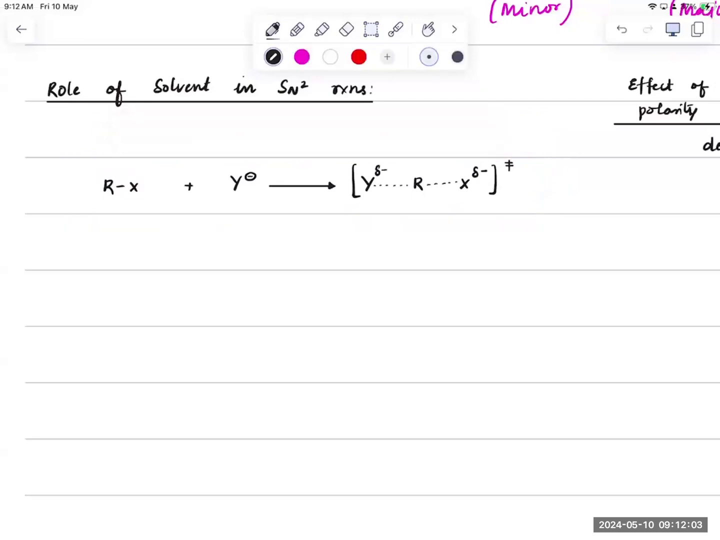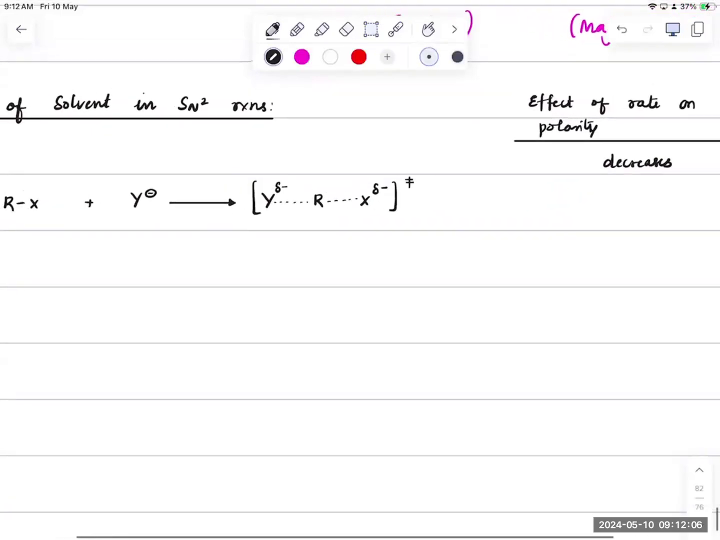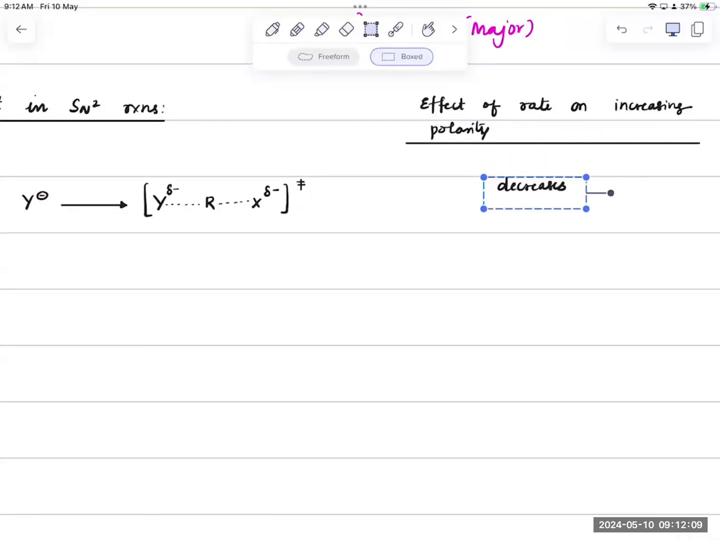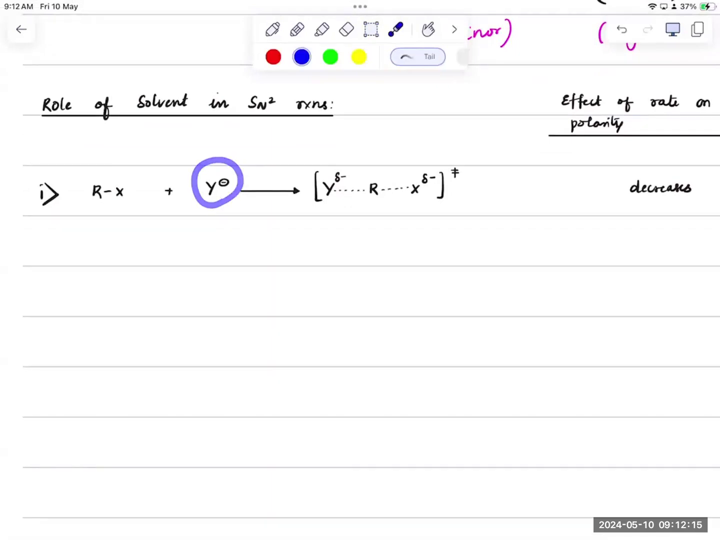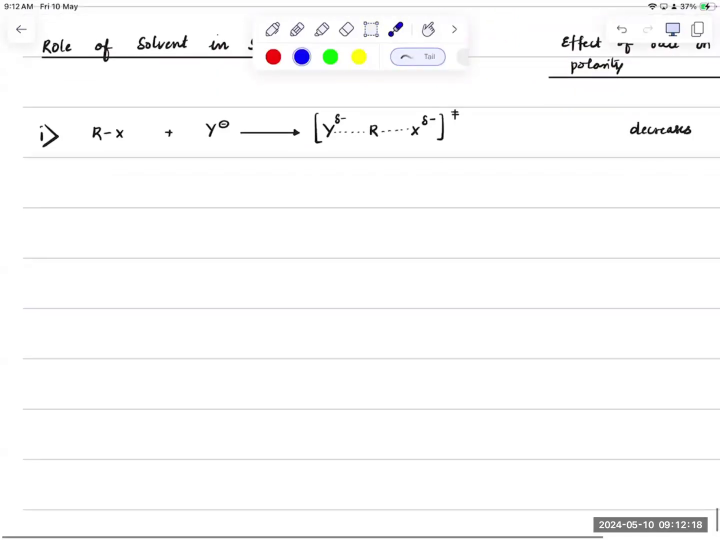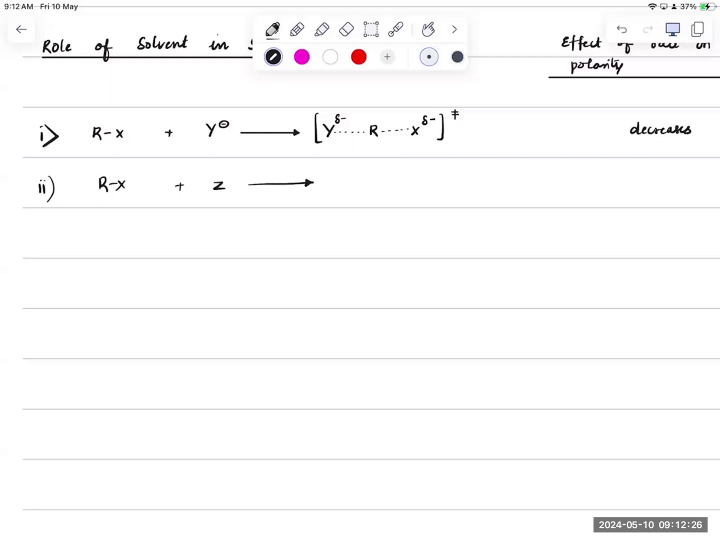I'll write it here. Case number one, what you would notice is that the rate is decreasing. Why? Nucleophilic strength is decreased by the increase of polarity. Second case, suppose you have RX and I'm treating that with Z, a nucleophile which does not have a charge, it has a lone pair. So now the intermediate you'll form is Z delta positive, because it does not have charge. Now it is giving its lone pair, then X delta minus like this.